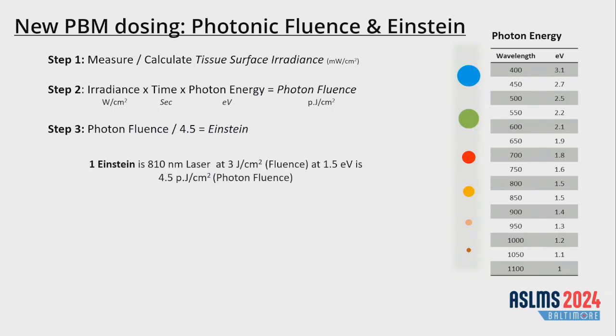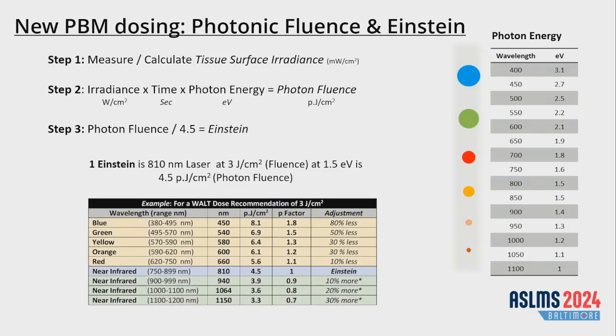Now, to make it easier to compare, we divide that by a factor of 4.5 because we are trying to standardize the treatment to the wavelength 810 nanometer. So when we talk about Einstein, we are referencing it to the 810 nanometer.